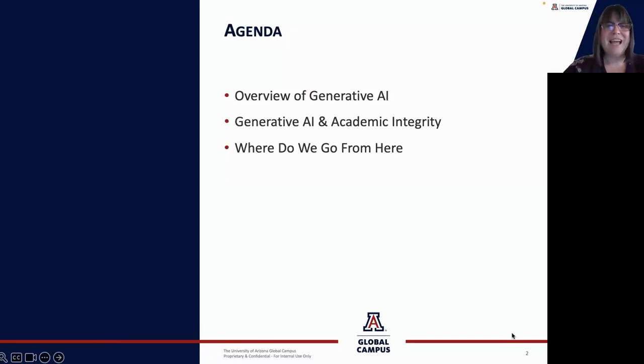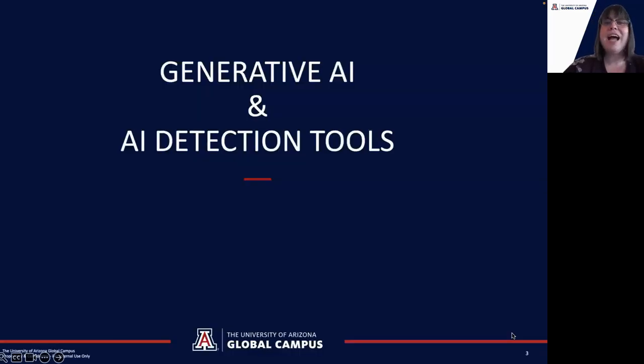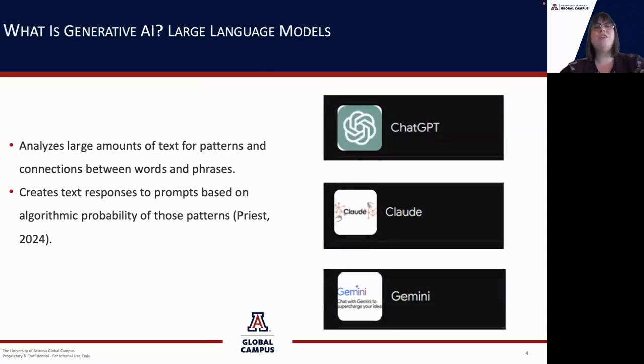Next slide. So generative AI and AI detection tools. We're going to talk a little bit about both because there are some interesting things with both of them. Next slide. So what is generative AI? There are lots of different generative AI tools, but what we're primarily going to be talking about are what we call large language models. So large language models basically analyze large amounts of text, looking for patterns and connections between words and phrases.